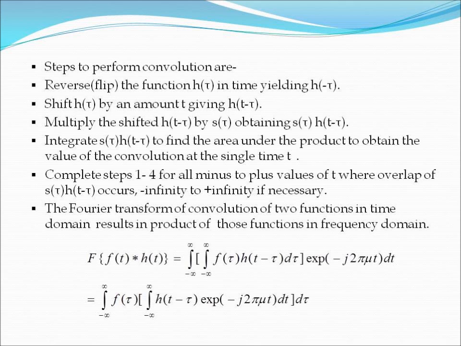Complete steps 1 to 4 for all minus to plus values of t where overlap of the functions occurs, from minus infinity to plus infinity if necessary. The Fourier transform of a convolution of two functions in the time domain results in the product of those functions in the frequency domain, as shown.